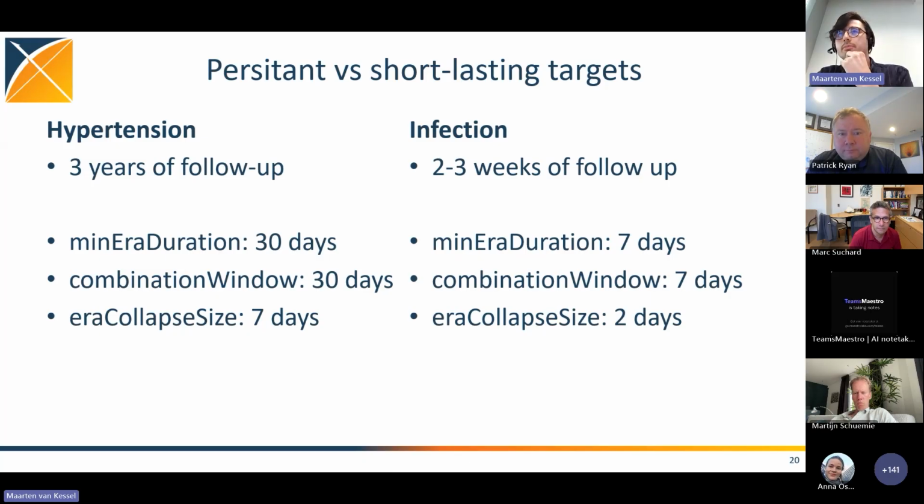However, for an infection, this might last 2 to 3 weeks, and then setting your minimum error duration to, let's say, 30 days, you're completely missing any treatment. So that's something to consider. How do my treatments relate to my indication?